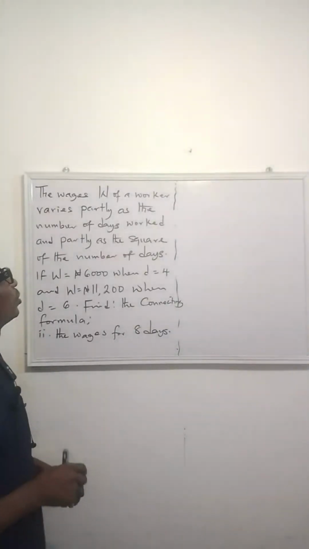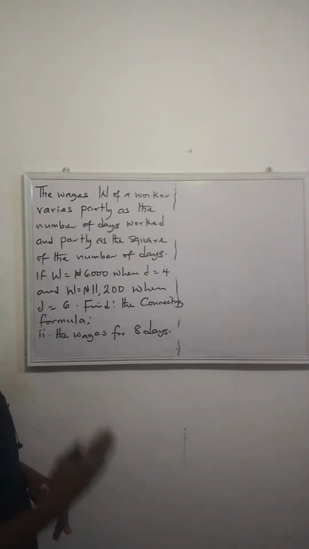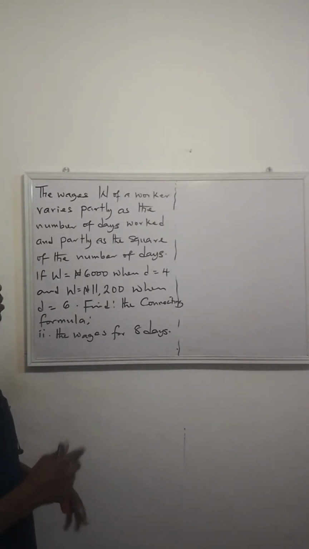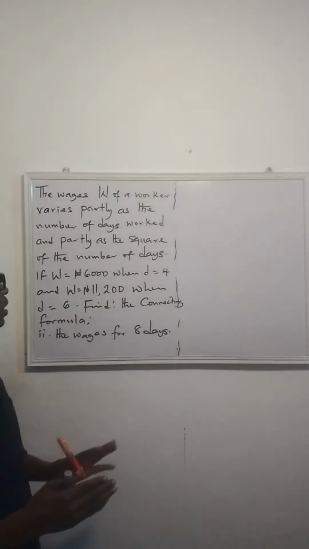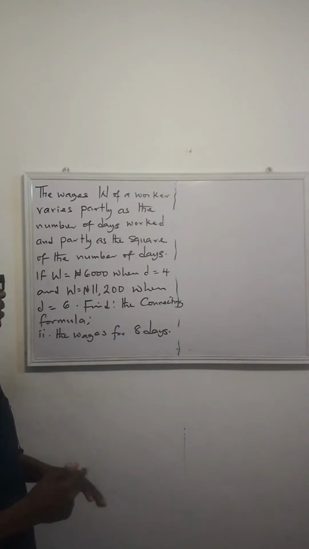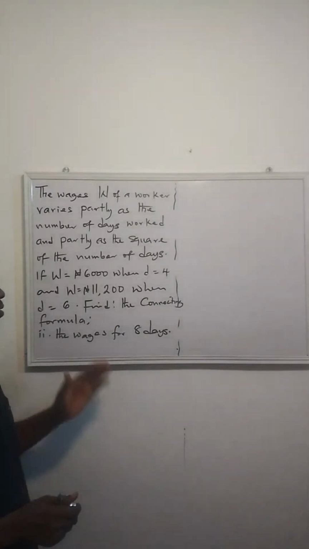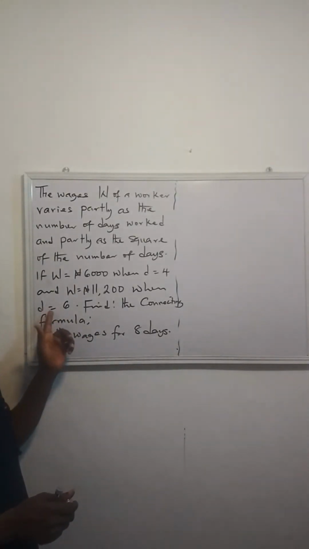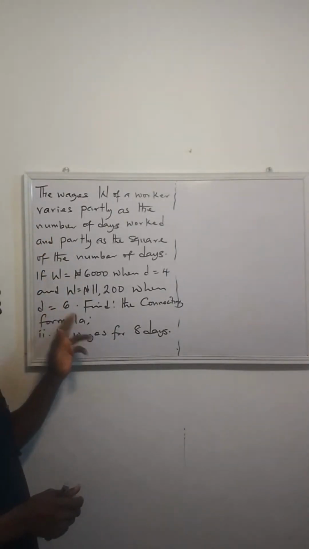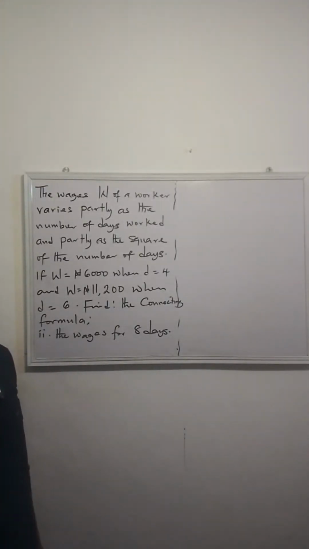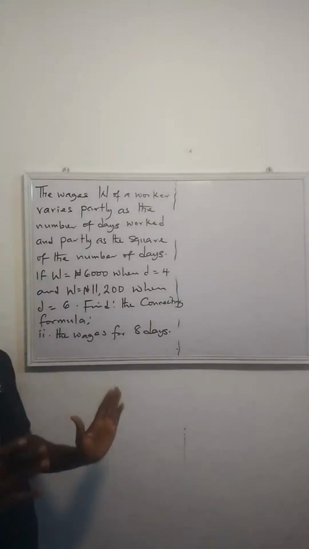So this question is under partial variation. The wages W of a worker varies partly as the number of days worked and partly as the square of the number of days. If W is 6,000 naira when D is 4 and W is 11,200 naira when D is 6. Don't forget D is the number of days. We have to find the connecting formula and the wages for 8 days. So how do we do this? This is a partial variation question.